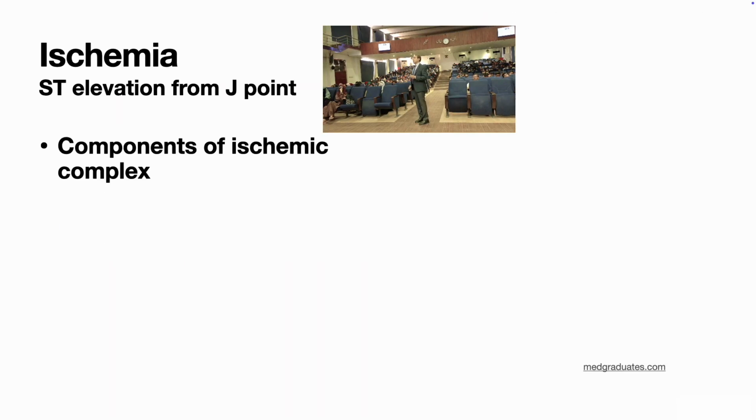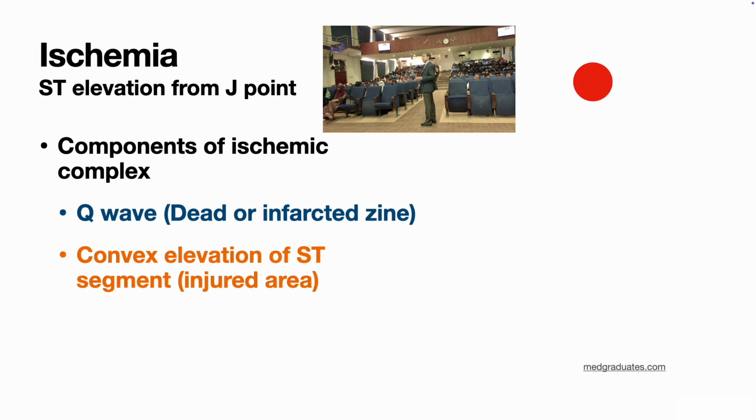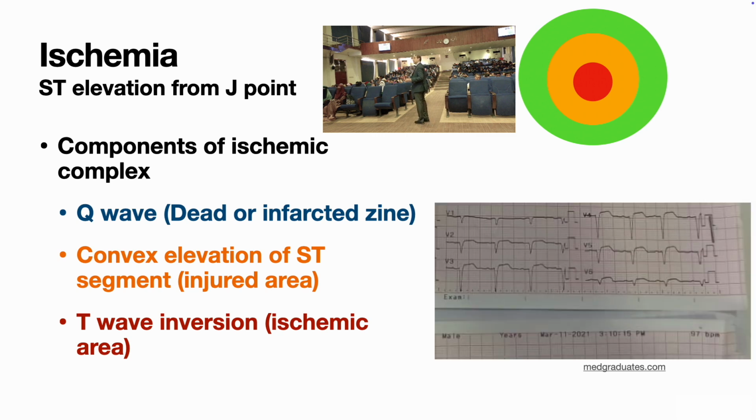Now, components of ischemic complex. What are the components of ischemic complex? There is a Q wave which is the infarcted zone, right in the center. Then convex ST segment elevation, that means injured area. And T wave inversion, that is ischemic area. So this is dead area, this is injured area which is viable, which can be recovered, and this is ischemic area which is still not injured. You can see all this in the complex. Can you see this? There is a Q wave, there is an ST segment elevation, there is a T wave inversion. So this represents the whole ischemic complex components.